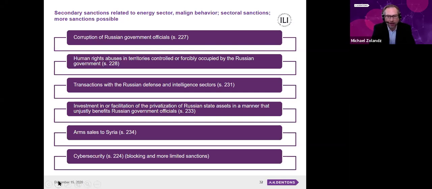The other options off the menu included a bar on loans or credits from U.S. financial institutions that exceed 10 million in any 12-month period, a ban on assistance from the U.S. Exim Bank, requirements for the U.S. to oppose any loans to the SSB by international financial institutions, and then a set of specific individual blocking sanctions, which will be imposed by Treasury, so designation as an SDN, for several Turkish government officials who are involved with the SSB.